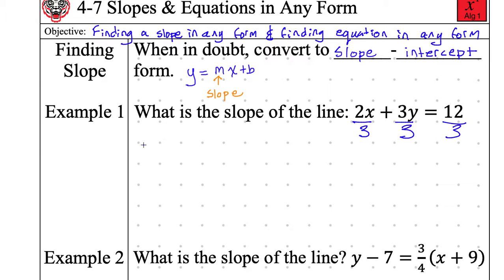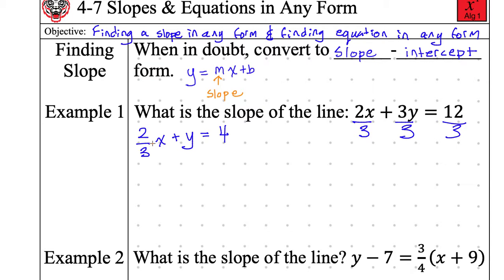You would get 2/3 x plus y equals. Perfect. Yes, thank you. It's a good step because eventually the y does need to be isolated. Sometimes people would subtract the 2x first, but we can just subtract the 2/3 x now on both sides.